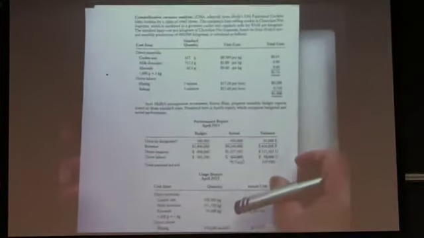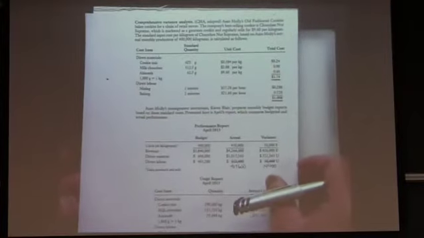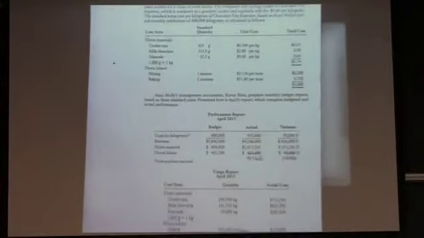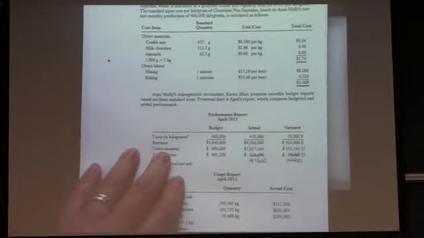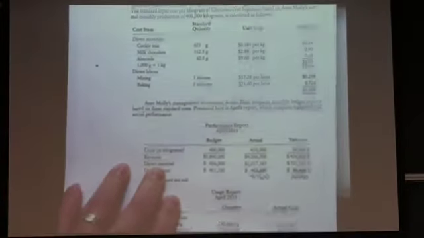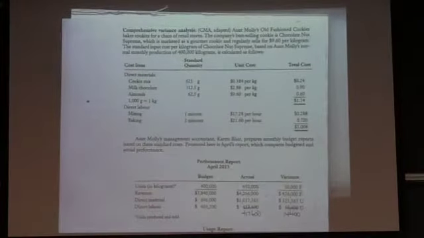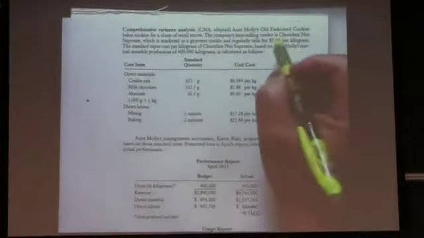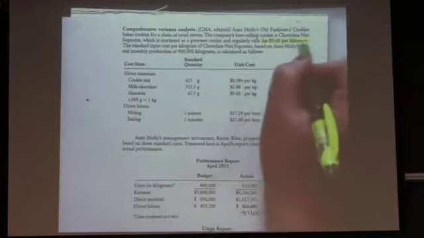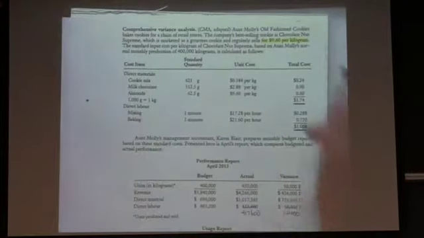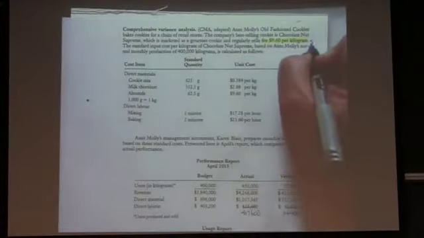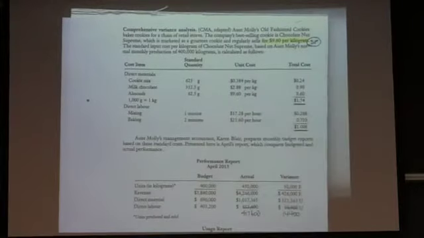The first part of the question describes what this company does. It makes chocolate chip cookies. It bakes cookies for retail stores. The company's best-selling cookie is a chocolate nut supreme, which is marketed as a gourmet cookie and sells for $9.60 per kilogram. So that's the sales price. I'll put the word SP beside it for sales price.